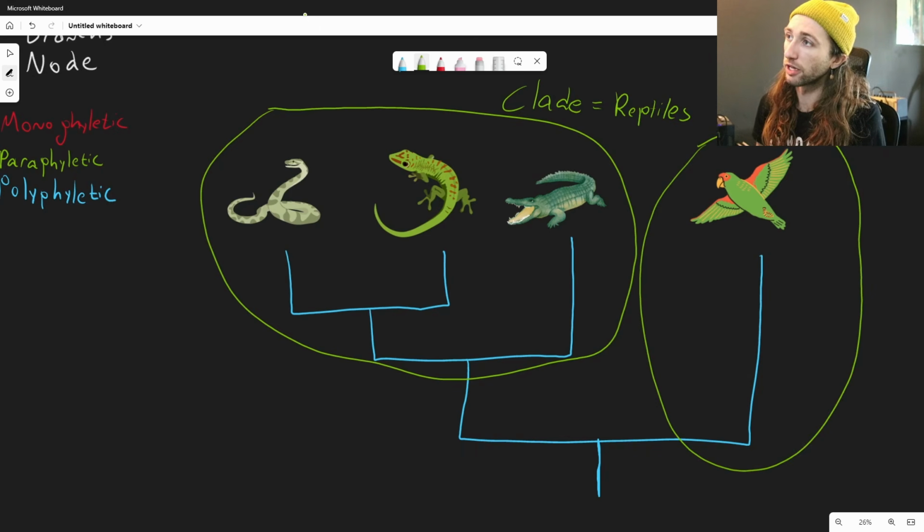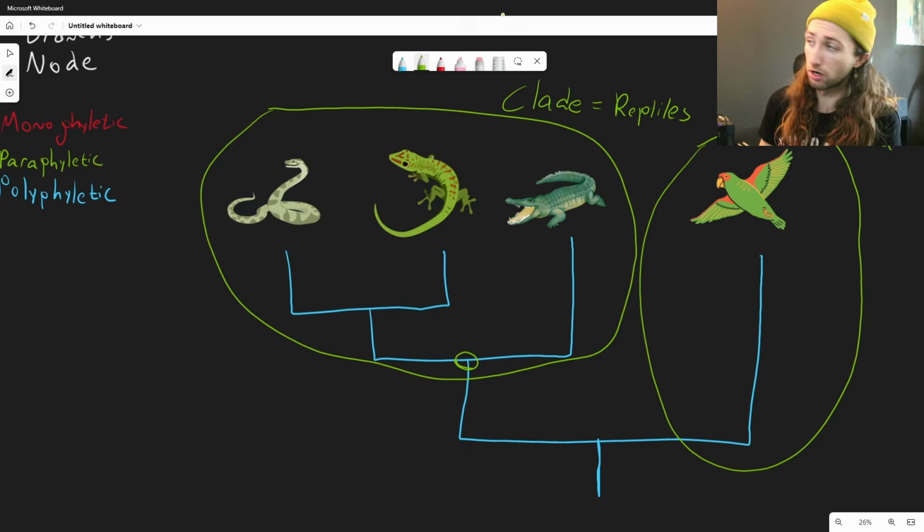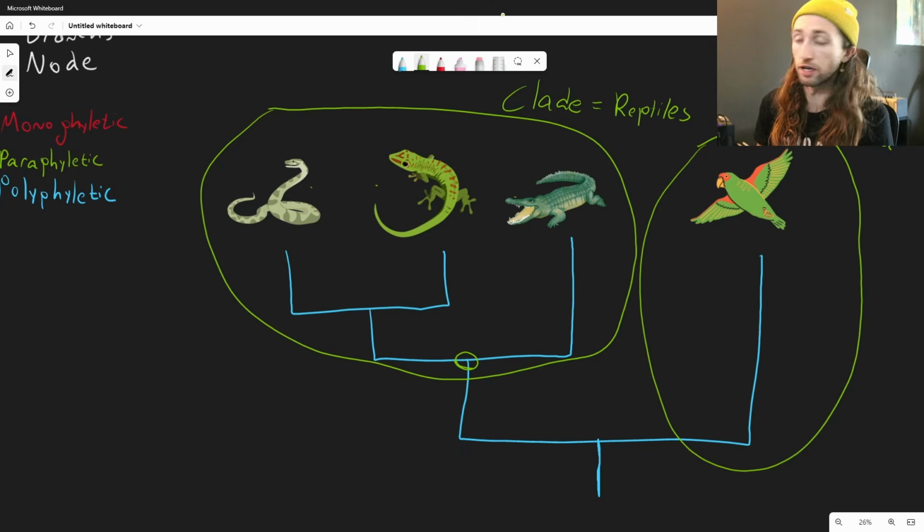Now, the thing with clades is that they need to be a monophyletic grouping. And in this case, we can see that it is. We have this most recent common ancestor. We have all of the descendants. So therefore, these reptiles are a good monophyletic clade. That's fine. You can have paraphyletic clades and polyphyletic clades, but usually a clade is monophyletic.